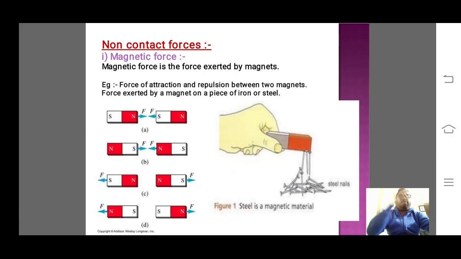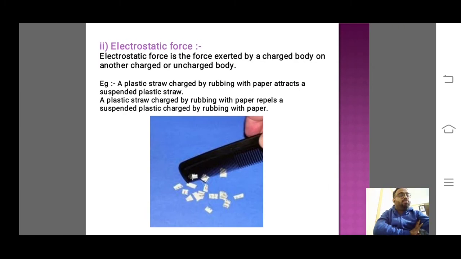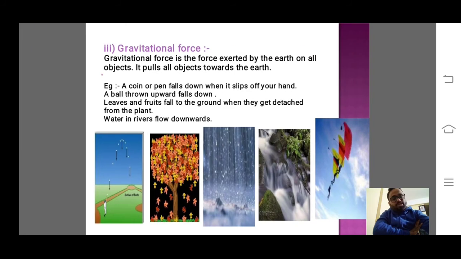Next we have non-contact forces. So what are the non-contact forces? The forces which do not require any contact are called non-contact forces. Magnetic force is a non-contact force. Electrostatic force is a non-contact force. Gravitational force is a non-contact force. The definitions we have already done in the previous classes.